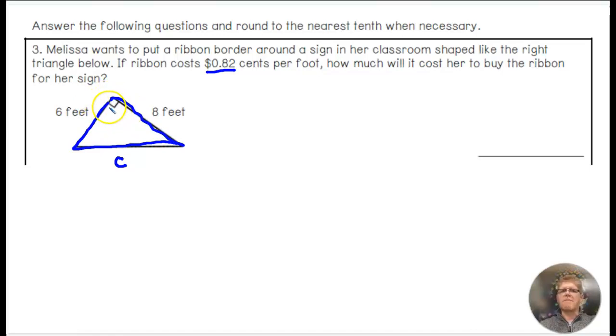So we're going to have to multiply 0.82 times the total number of feet. So let's get busy. And we'll start by calculating this side here. Well, we know, again, that a squared plus b squared is the way to go, because we've been given a leg over here, we've been given a leg over here, and we're looking for the hypotenuse.